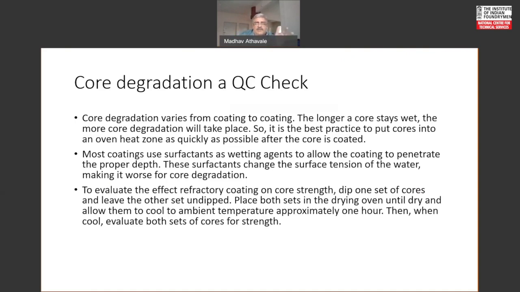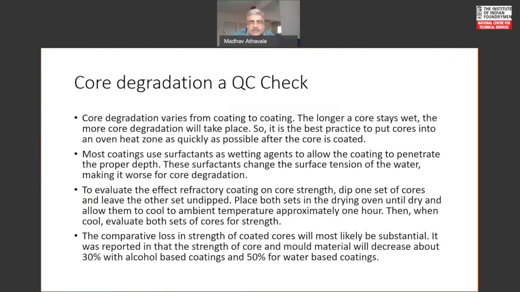And the third bullet talks about setting up a specification for how much degradation of the core strength you would allow. So you can have a quality specification set for the coating supplier, saying that when I apply your coating onto, say, a dog bone core, then after drying the strength should not drop beyond so and so limit. That is very common. Loss in strength is what is specified.